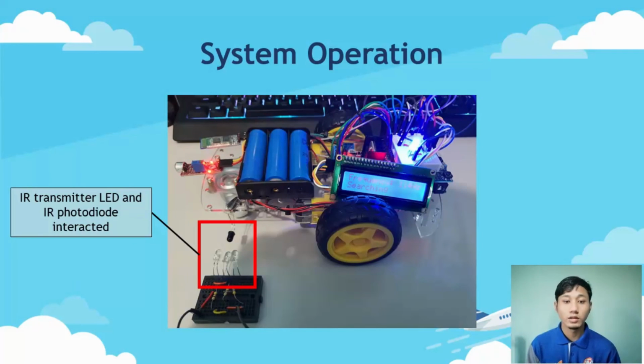As the beacon marker, when the car reaches the IR transmitter LED, which is before reaching the end of the runway, the LED on the Arduino car will light up.